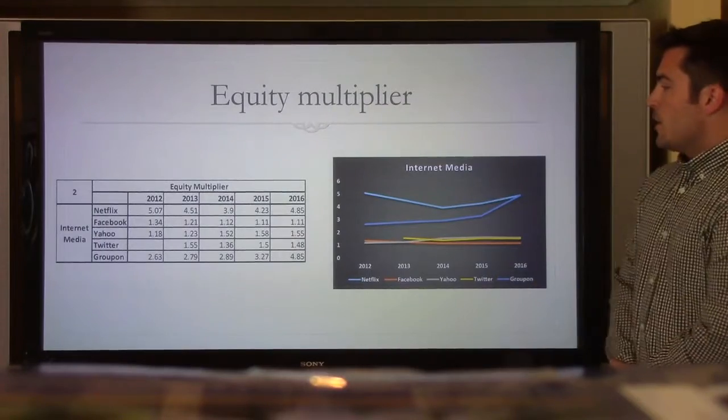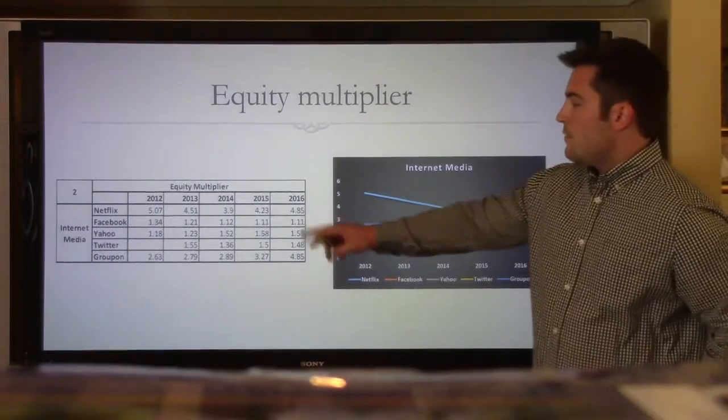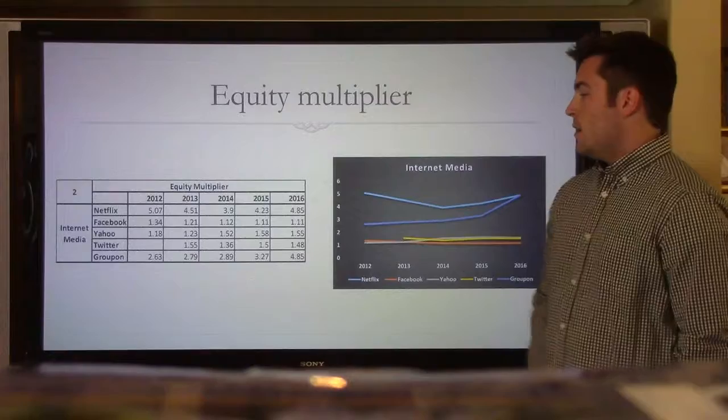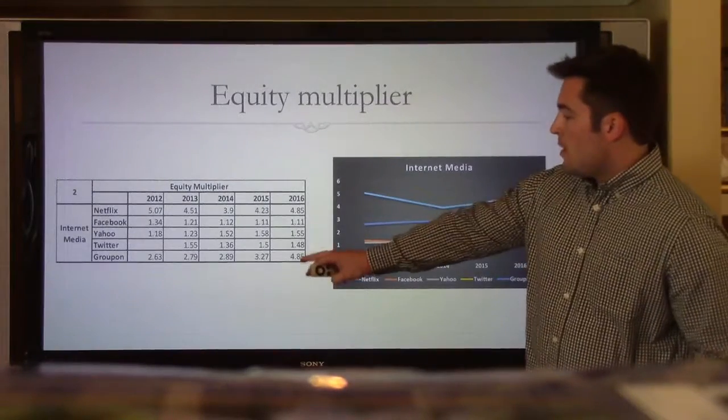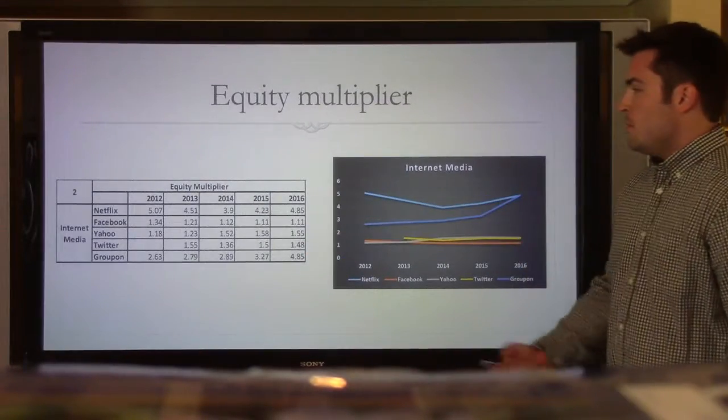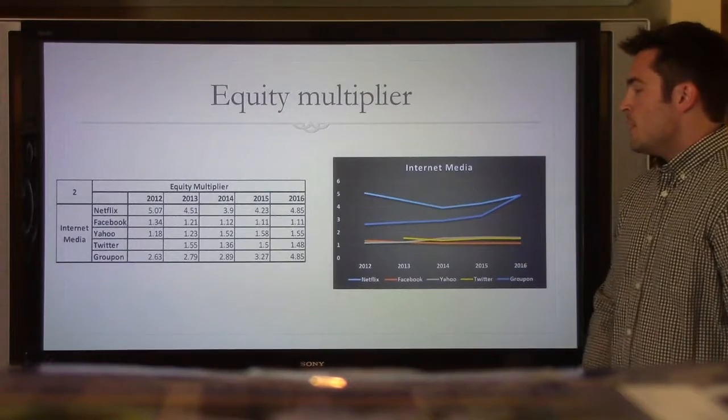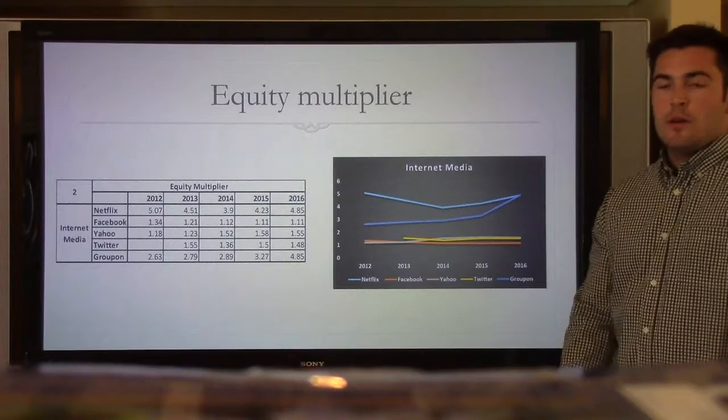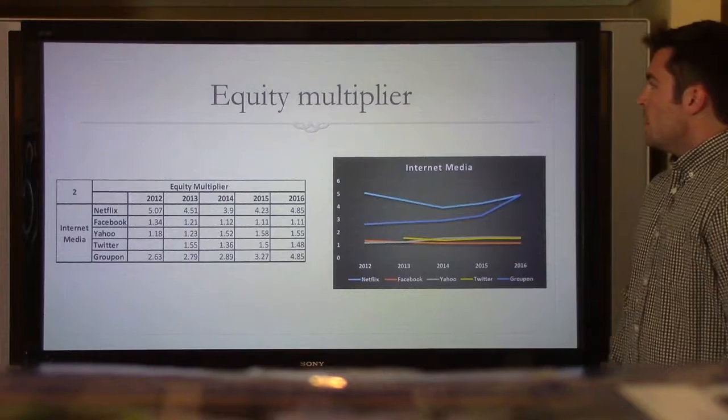So if we look at it here, you can see that Netflix has a lot of debt, as well as Groupon. The 3 companies here that do pretty well are Facebook, Yahoo, and Twitter. They all don't really depend a whole lot on debt, which is pretty good.